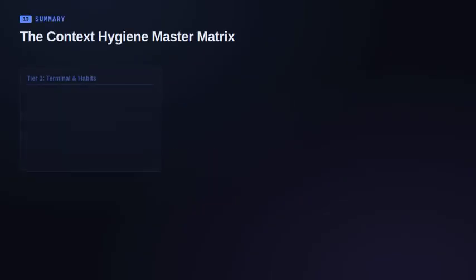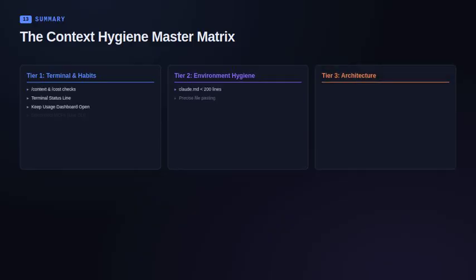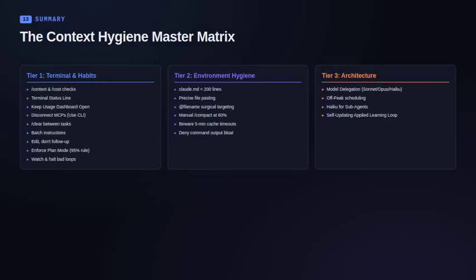Here's the full context hygiene master matrix. Tier 1 covers terminal and habits: checking context and cost, a terminal status line, keeping your usage dashboard open, disconnecting MCPs in favor of CLI, clearing between tasks, batching instructions, editing instead of following up, enforcing plan mode, and watching for bad loops. Tier 2 covers environment hygiene: a lean claude.md under 200 lines, precise file pasting, surgical @file name targeting, manual compacting at 60%, watching for cache timeouts, and denying command output bloat.